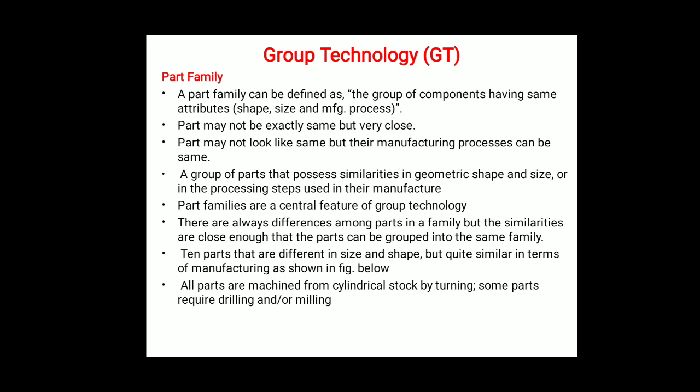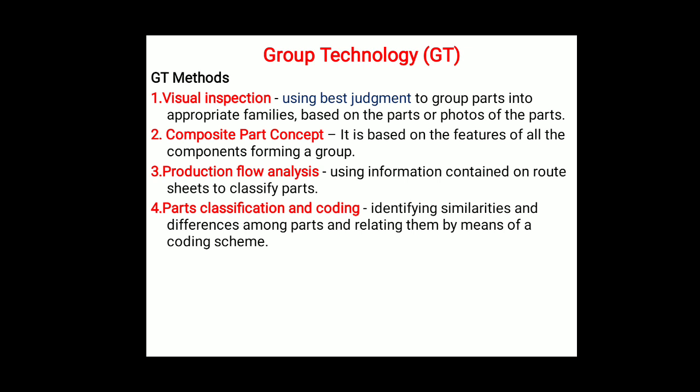There are always differences amongst parts in the family, but the similarities are close enough that the parts can be grouped into the same family. The 10 parts are of different size and shape but quite similar in terms of manufacturing, as shown in the figure below. All parts are machined from cylindrical stock by turning. Some require drilling and milling. So we will see that example of 10 parts.